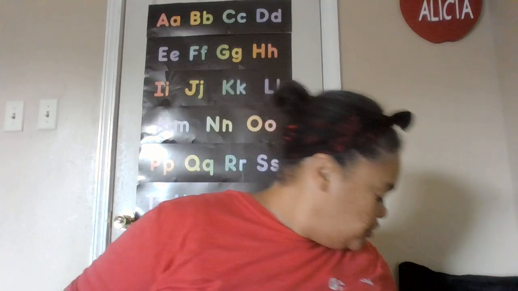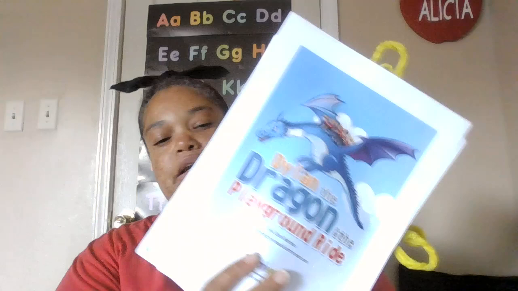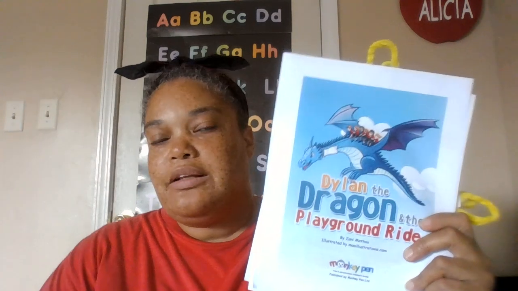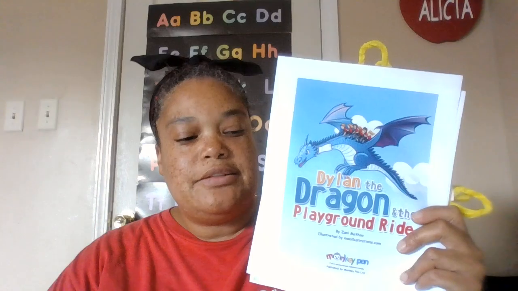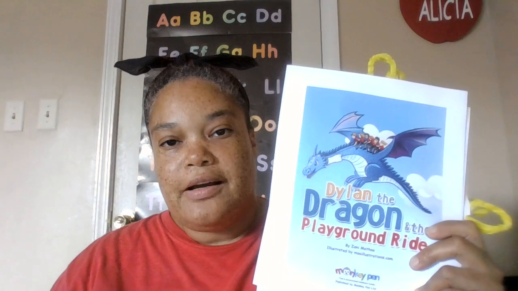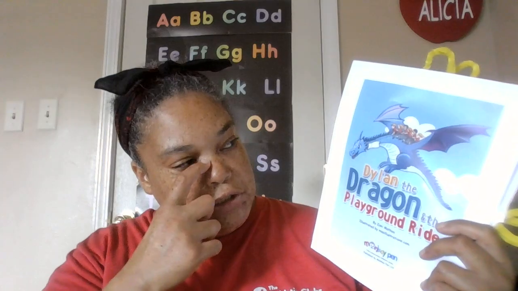So this is my presentation for my adapted book. My adapted story is Dylan the Dragon and the Playground Ride. So this is the cover page. I'll submit the original as well as the complete copy of the adapted version.